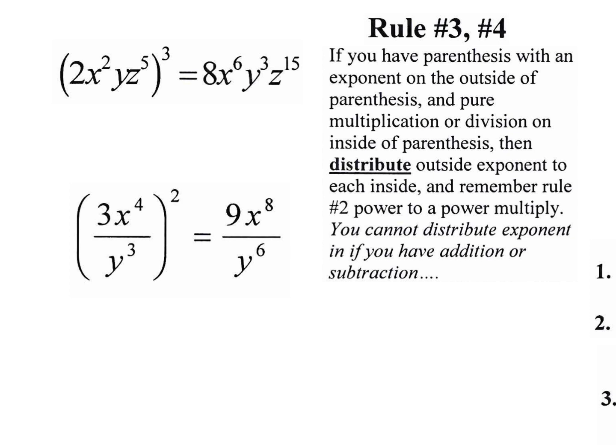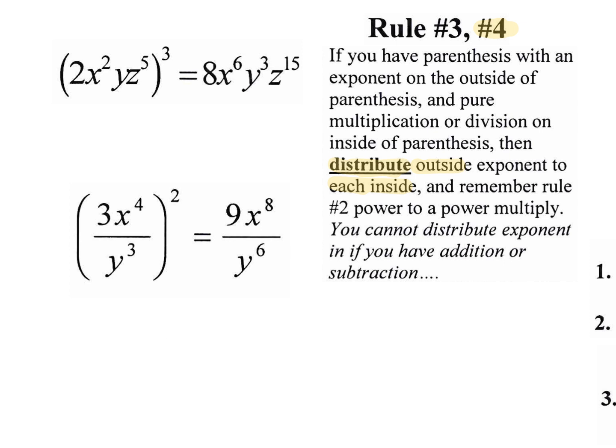All right? So if you're writing these rules down, I would write down rule 4, and I would write down same as rule 3. And what is that rule 3? That you distribute from the outside to each inside. Okay? So rules 3 and 4 are all about distributing the outside exponent to the inside.